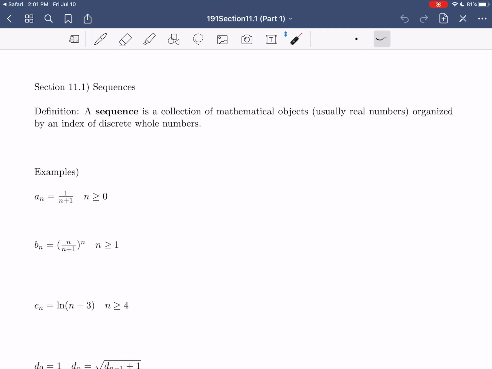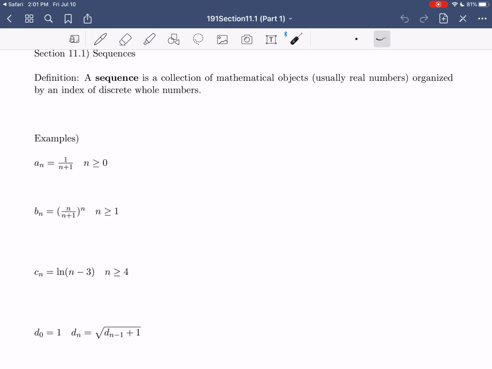A sequence is simply a collection of mathematical objects. For our class, that's pretty much exclusively just real numbers, organized by an index of discrete whole numbers. So in other words, a sequence is a discrete collection of mathematical objects. For us, it's just going to be a discrete collection of real numbers. And it's organized by an index, meaning that we know what the first element is, what the second, what the third, so on and so forth.